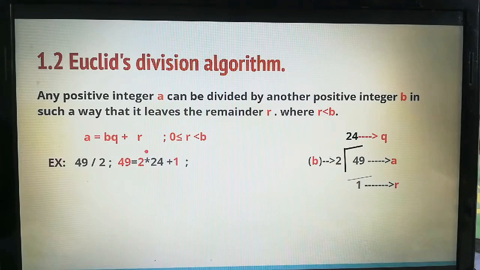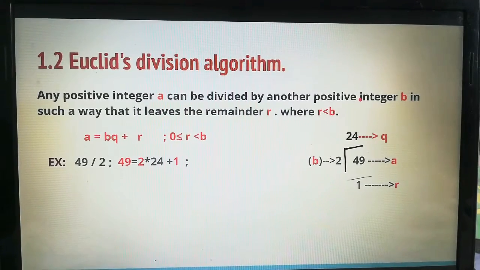First one is Euclid's division algorithm, which says that any positive integer a can be divided by another positive integer b in such a way that it leaves the remainder r. And the condition is r is less than b.